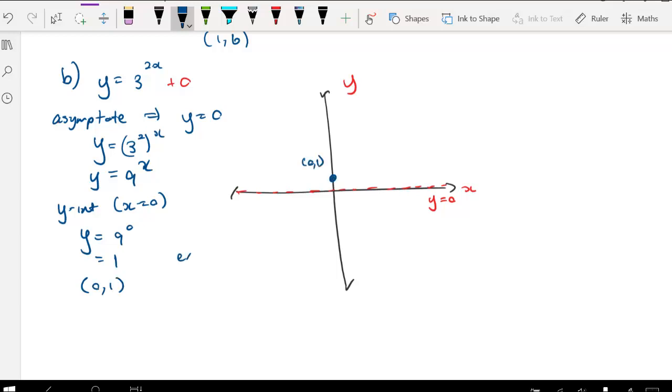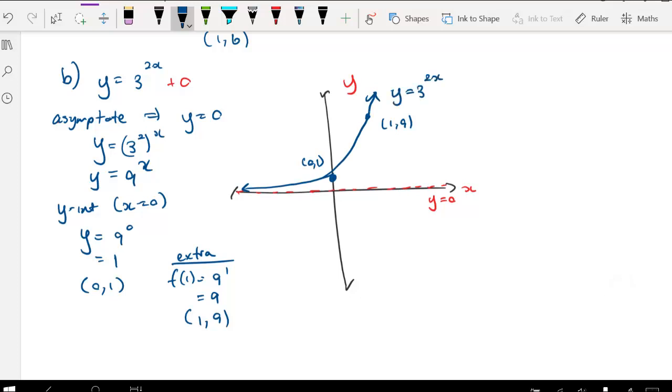And then for our extra point, we'll look at f of 1 again. And so now we're looking at 9 to the power of 1, which is 9. So we've got the point (1, 9). When we draw this out, we've got quite a steep exponential. There it is: y is equal to 3 to the power of 2x. So nice and easy. Same approach with a little bit of manipulation.